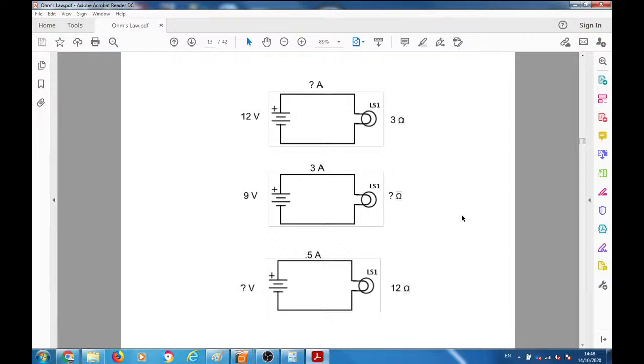Okay, we've got the first one. We have got V and ohms. So that formula would be I is equal to V over R. 12 divided by 3 is 4. Thanks, James. Spot on. The next one.